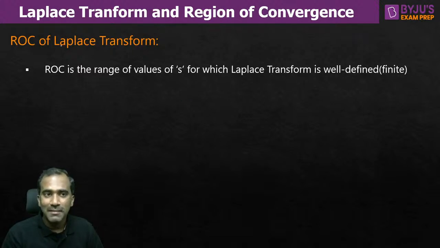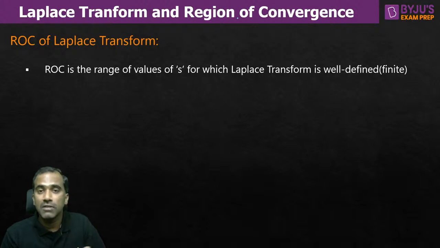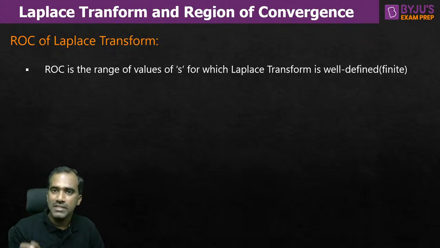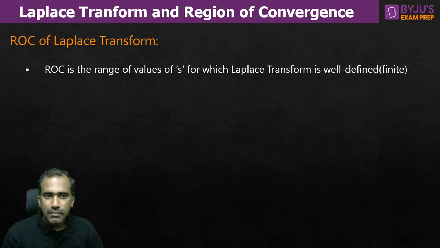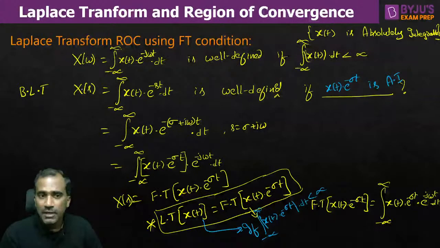See this one? Now I'm defining ROC. ROC means region of convergence. Why do we call it a region of convergence? Region means it is something in a plane. If you plot some region, that is what we call a region, right? Yes, there is a reason why we call it a region of convergence. Okay, we'll talk about it a little later. But ROC is the range of values of s for which Laplace transform is well defined. Try to understand this. The values of s for which this condition is satisfied.